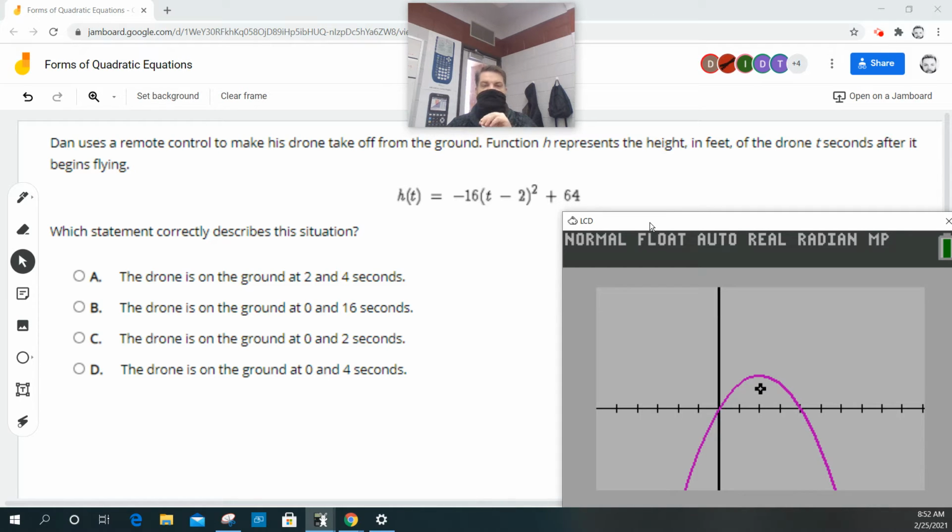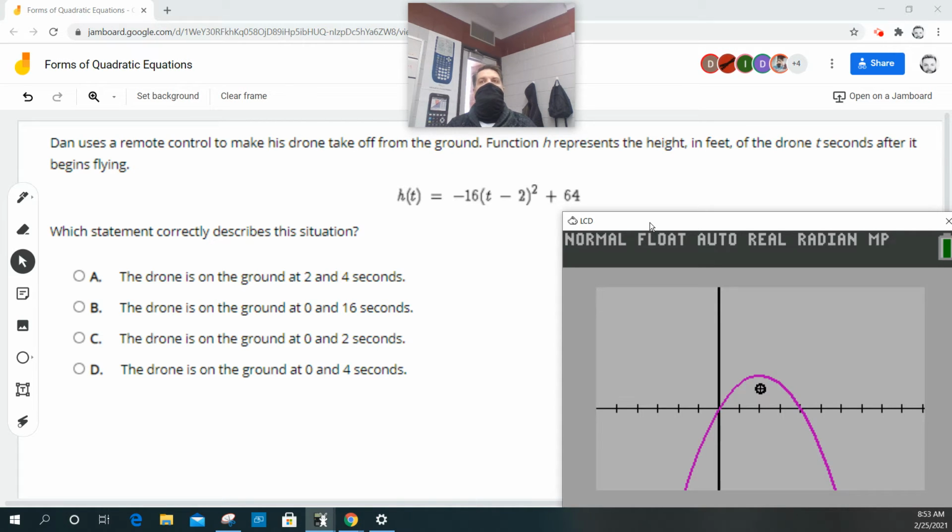A, the drone is on the ground from 2 to 4 seconds. B, the drone is on the ground from 0 to 16 seconds. C, the drone is on the ground from 0 to 2 seconds. D, the drone is on the ground from 0 to 4 seconds. What's the height of the drone when it's on the ground? 0. So what they really want to know is, when does y equal 0?